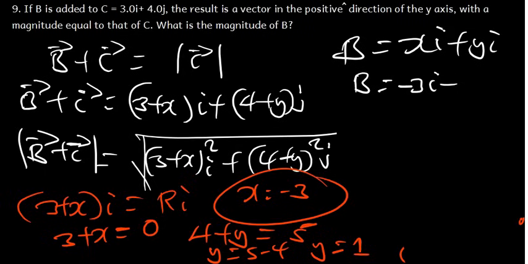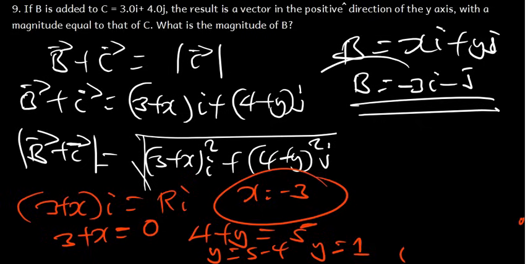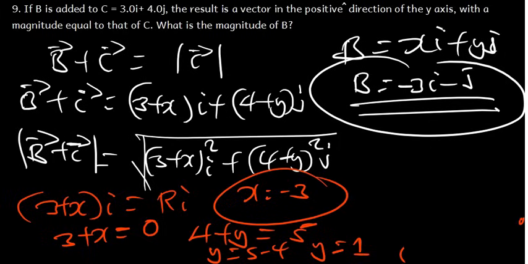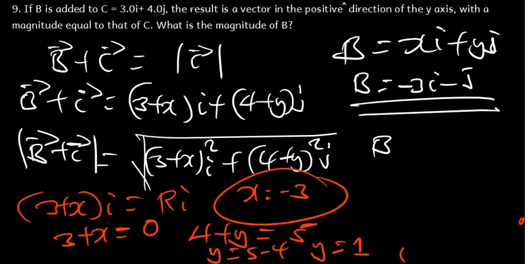Okay? This is j and not I, so it's going to be j. So in this case, this is the magnitude of what? The B. Okay? But if we want to get the magnitude of this B, we know that B is going to be equal to negative 3 squared plus negative 1 squared. So what will be our B?